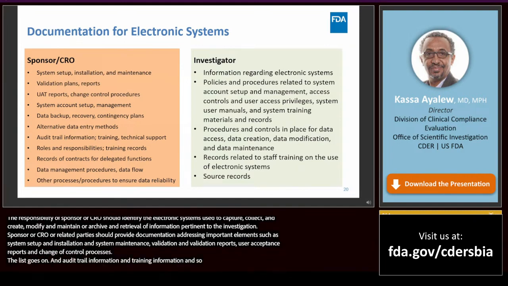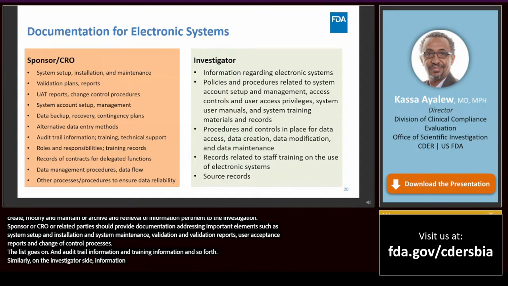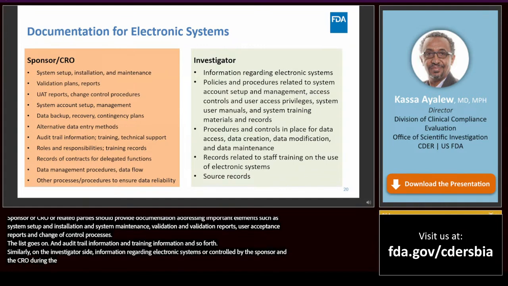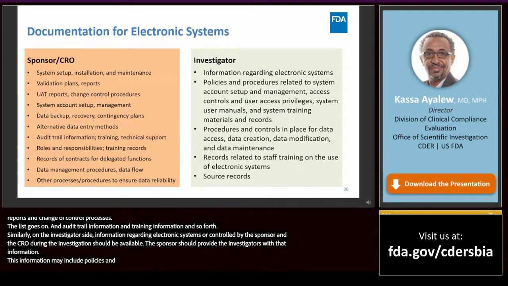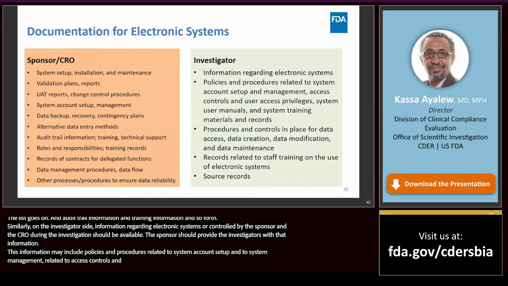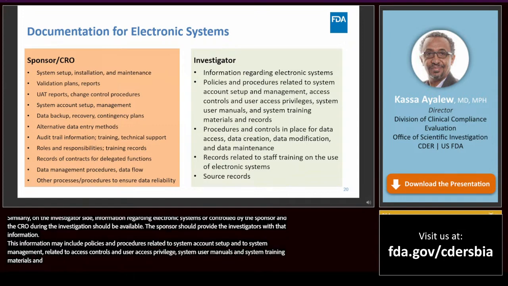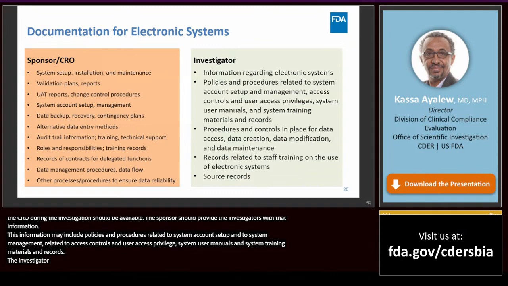Similarly, at the investigator site, information regarding electronic systems owned or controlled by the sponsor and CRO used in clinical investigation should be available. The sponsor should provide the clinical investigators with that information. This information may include policies and procedures related to system account setup and to system management, related to access controls and user access privileges, system user manuals and system training materials and records. The investigator should retain such information for review during regulatory inspection.